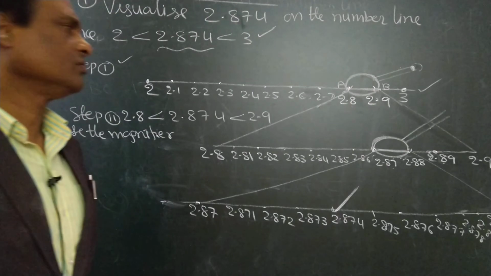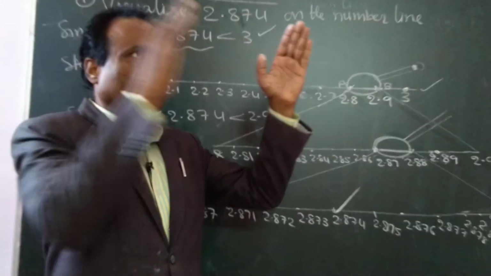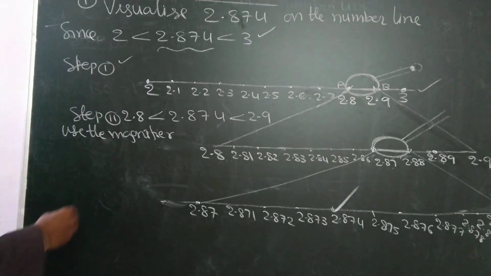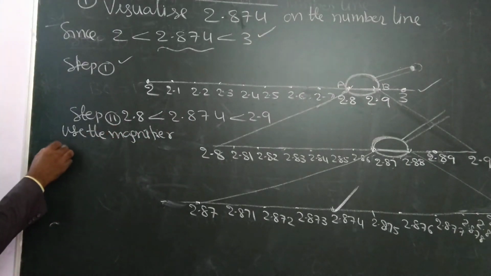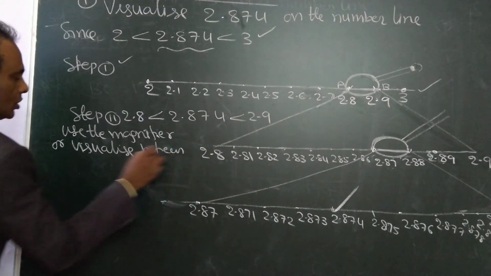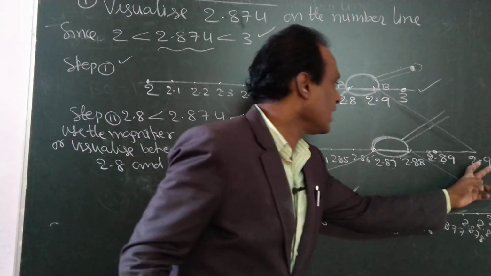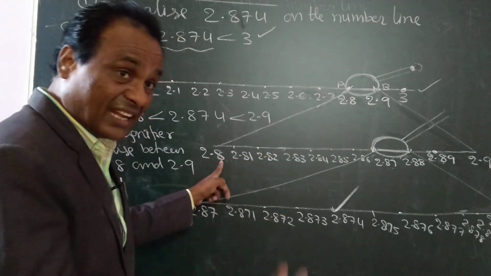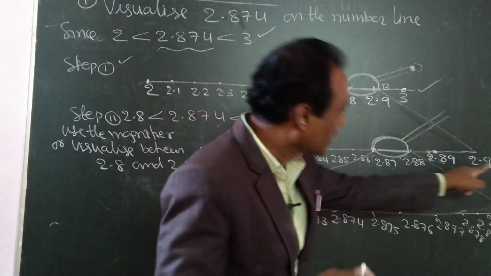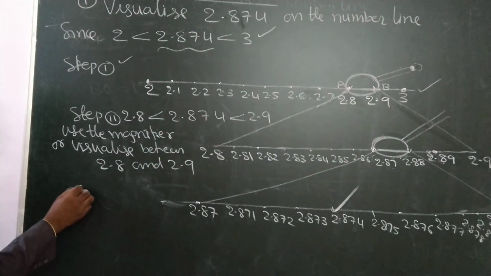Magnifier or visualize. Only this part you will just visualize. 2.8, 2.9, 2.81, 82, 83 like that. Only this part we are visualizing like this. Use the magnifier or visualize between 2.8 and 2.9. Only 2.8 and 2.9 I visualized. So I will get after 8, suppose if this is 80, 81, 82, 83, 84, up to 88, 89, 90. This is 90 only. So I took like this. This is step 2. Write down.